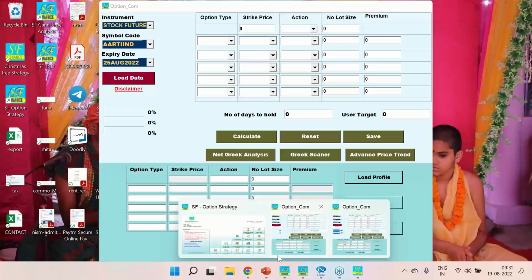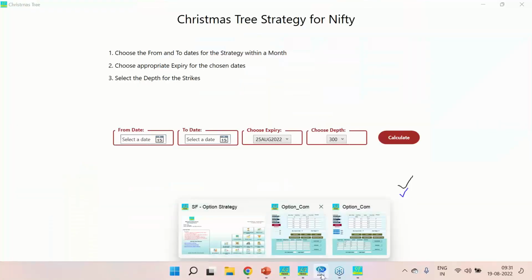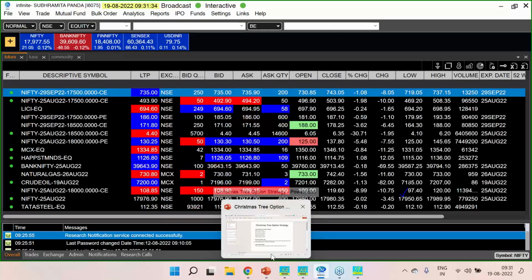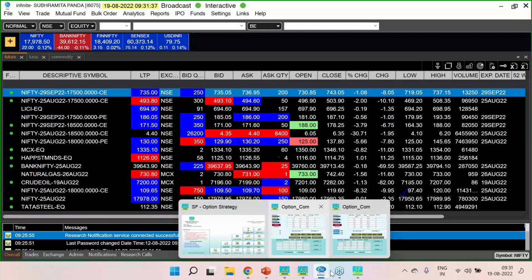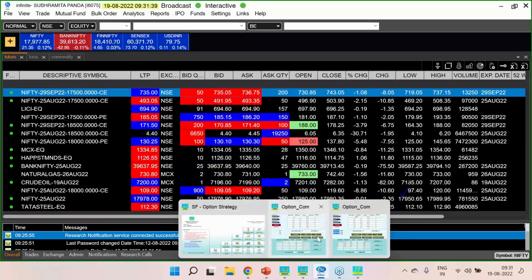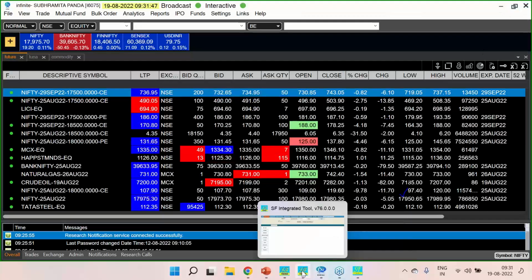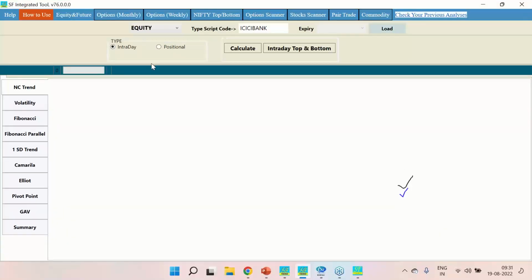Today's discussion has many topics. Two segments from the options we are going to learn, and one new option strategy we are going to learn. Along with that, we'll be testing the efficiency of the tool on intraday. So I will first take this intraday analysis, followed by save and compare option strategy, followed by IV rank and IV percentile, followed by the Christmas tree option strategy. So these are the things we'll be doing.